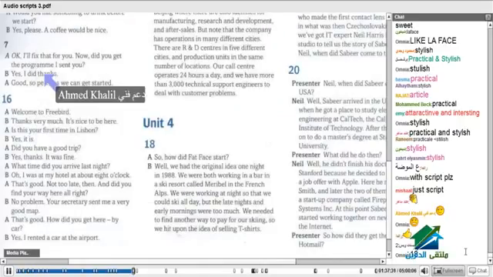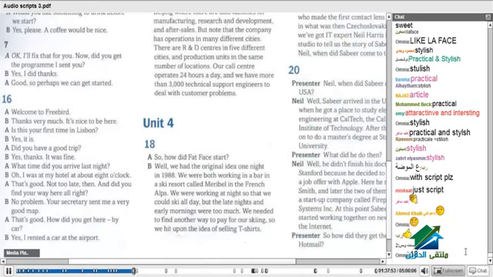So, how did Fat Face start? Well, we had the original idea one night in 1988. We were both working in a bar in a ski resort called Meribel in the French Alps. We were working at night so that we could ski all day. But the late nights and early mornings were too much. We needed to find another way to pay for our skiing, so we hit upon the idea of selling t-shirts.